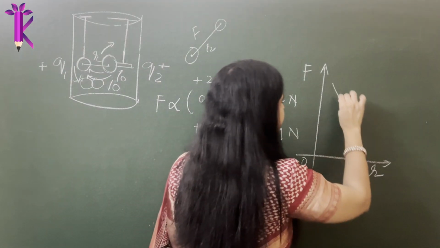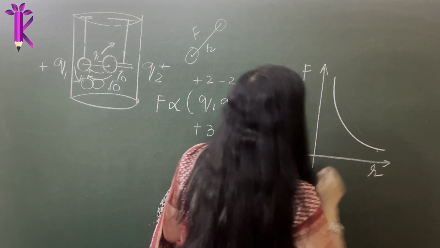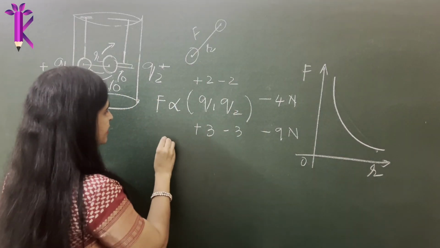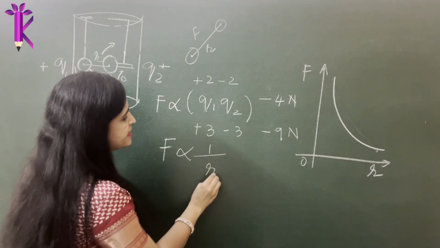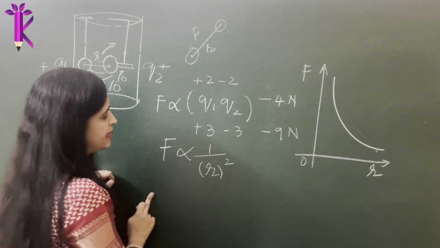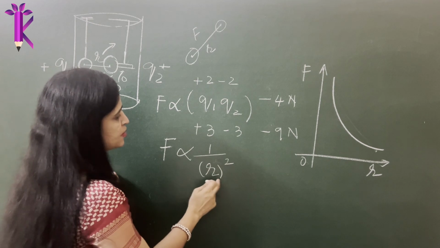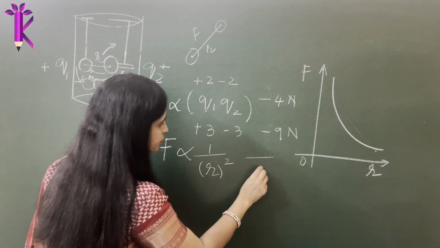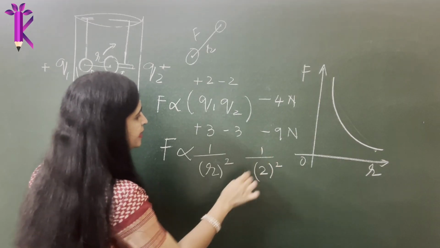It was not a linear decrease. In fact, it decreased as the square of the distance. That means the force of attraction or repulsion decreased inversely as the square of the distance and not just the distance. What do you mean by the square of the distance? Initially, let's say the distance between the spheres was 2 centimeters. Now when you square it, it becomes 4.